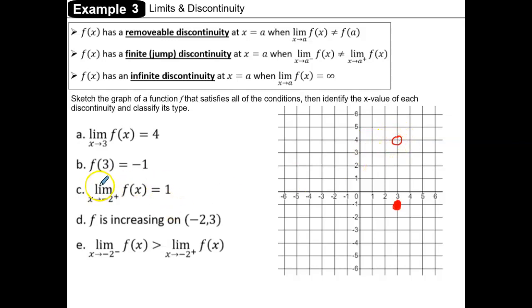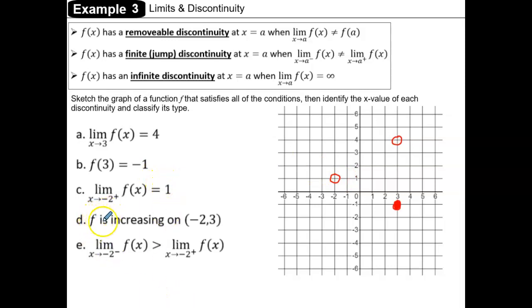Okay, then in C, the limit as x approaches -2 from the right side for the function f equals 1. So at -2, I'm going to have my y value here at 1. And again, I'm going to leave it open unless I see something that tells me it's closed for now. And that is a one-sided limit. So I'm only approaching it from the right side and headed toward 1.